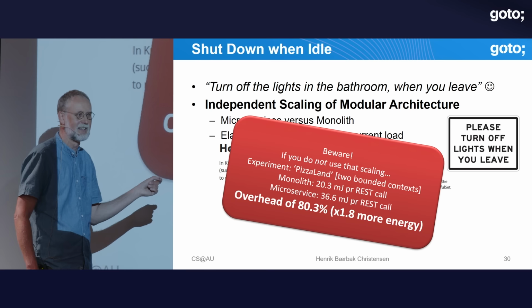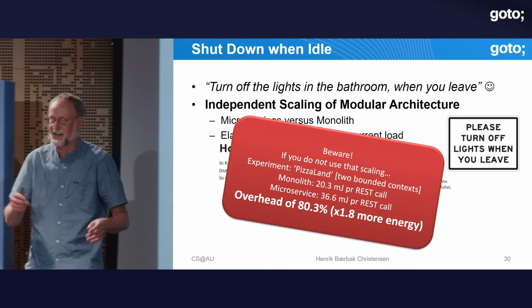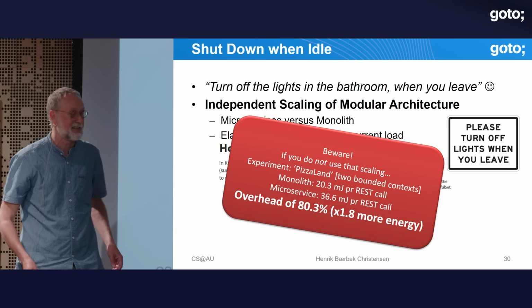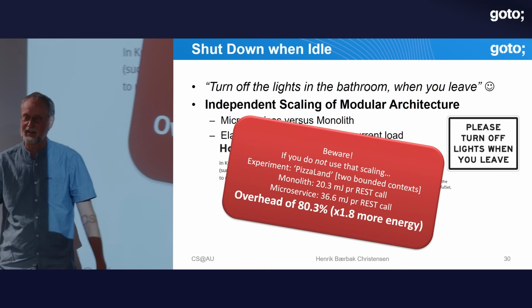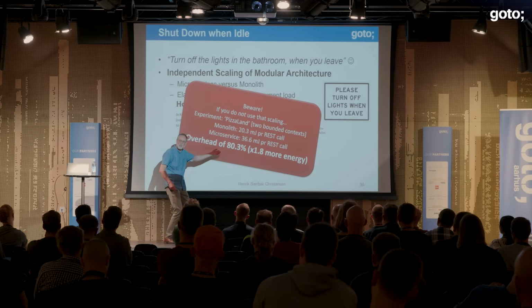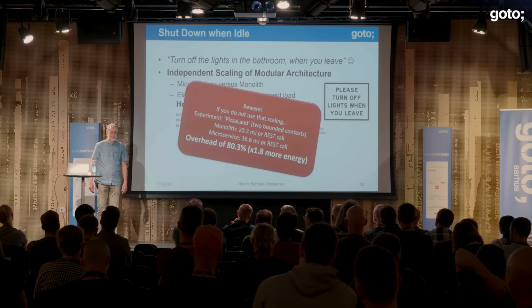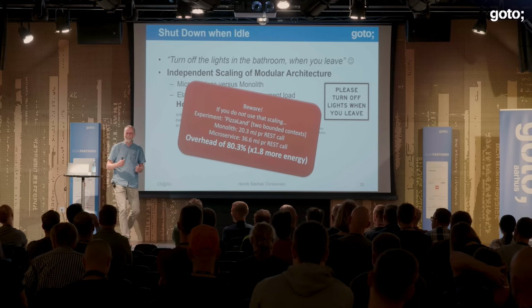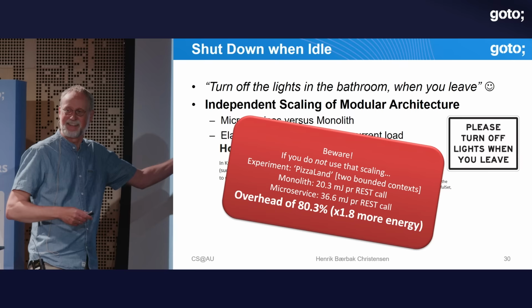Okay, so I did this simple thing. It's called Pizza Land. It's a pizza ordering system. There are 2 bounded contexts. One is the inventory system. The other one is the ordering system. And then I ran it both as a monolith, 20.3 millijoules per request, microservice 36.6 millijoules. So the microservice architecture, when not utilizing the scaling, is spending 1.8 times as much energy. And all these monolith developers, they said, yes, now I have an argument for my boss. So keep your monolith as long as you can, and when the independent scaling is a necessity, then you should move on there.